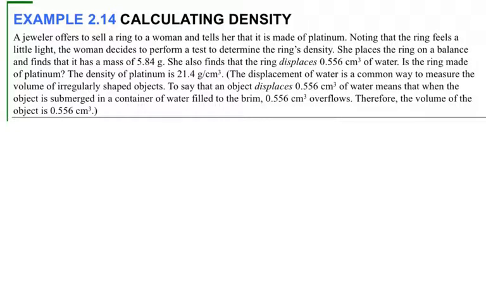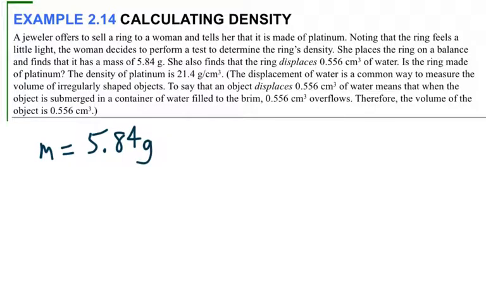Welcome to today's lesson. We're going to be going over the mathematical calculations involving density. In this first problem, a woman is sold a ring and she is told it's made out of platinum, and the woman feels that the ring happens to be a little light, so she's going to test the ring's density. So she places the ring on a balance and finds that the mass of the ring is 5.84 grams.